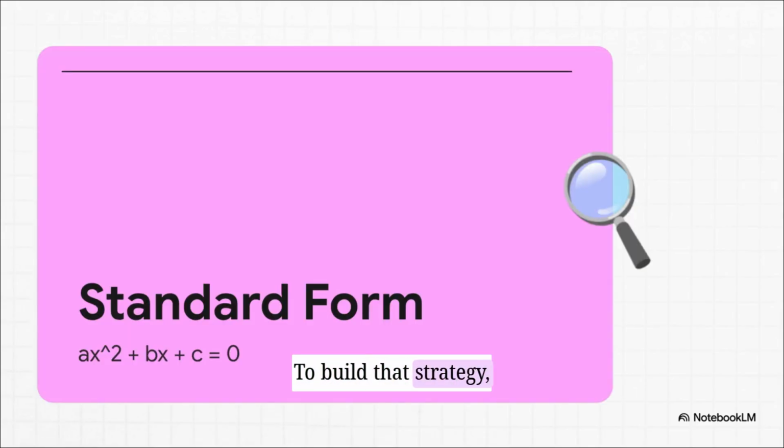To build that strategy, we really need to define our playing field. As you probably know, every quadratic equation fits into a standard form: ax squared plus bx plus c equals 0. So let's map our specific equation to this. Our a is 2, our b is a hidden positive 1, it's just sitting right there invisibly in front of the x, and our c is that giant negative 300. Keep these three players in the back of your mind, because they're about to do some heavy lifting.